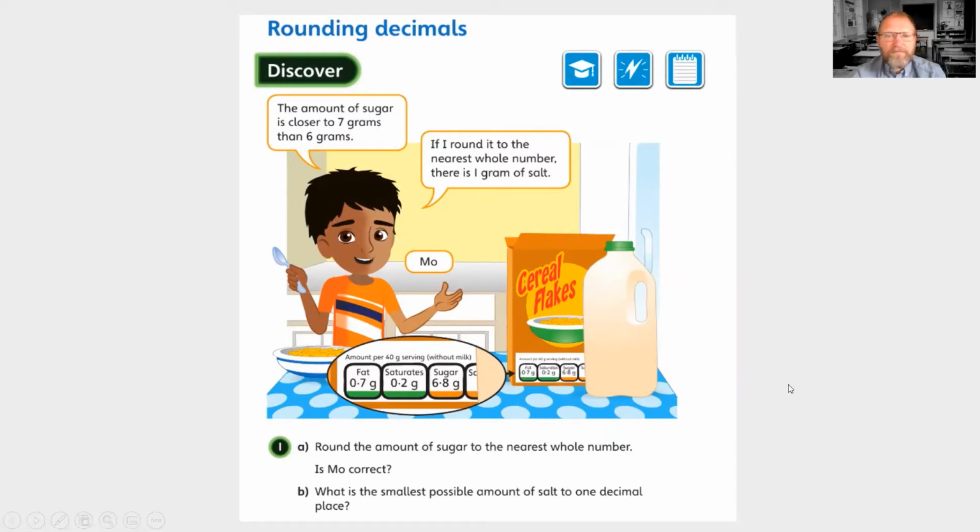Okay, so here's the question, 1A. Round the amount of sugar to the nearest whole number. Is Mo correct? And question 1B, what is the smallest amount of salt to 1 decimal place?